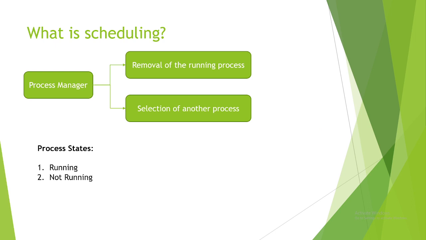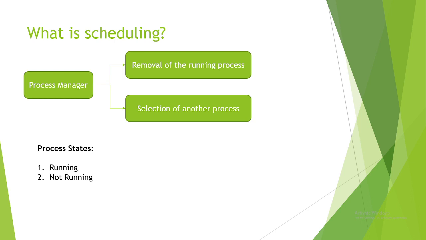CPU scheduling or process scheduling. So what is scheduling? Process scheduling is the activity of the process manager that handles the removal of the running process from the CPU and the selection of another process on the basis of a particular strategy or algorithm. So what are those strategies and algorithms? Those are basically shortest job first, round robin. You already know some of this from your theory classes.